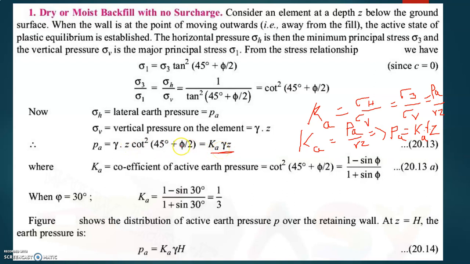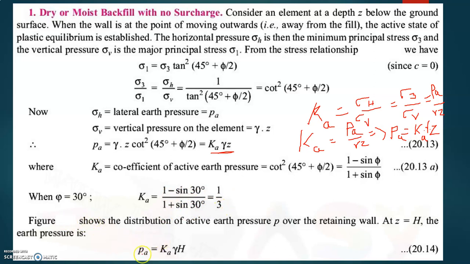Here Ka is cot square(45 + phi/2), or you can write the coefficient of active earth pressure as 1 minus sin phi divided by 1 plus sin phi. If I substitute phi equal to 30 degree, it becomes 1 minus sin 30 divided by 1 plus sin 30, which is equal to 1 divided by 3.